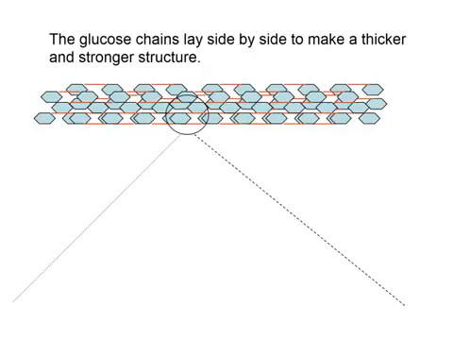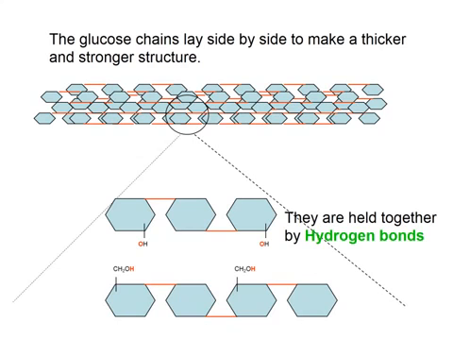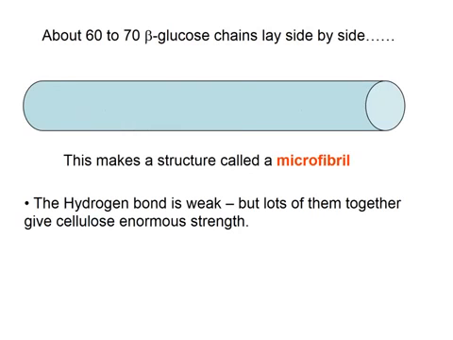They would fall apart, they would break away from each other if it wasn't for the fact that you have lots of OH groups sticking out from the glucose molecules, and between each polysaccharide chain you can get the formation of hydrogen bonds. Now the hydrogen bonds themselves are weak, but you'll have thousands or millions of these, and together they form quite a strong structure. So you have approximately 60 to 70 of these beta glucose polysaccharide chains lying side by side, and this forms something called a microfibril.